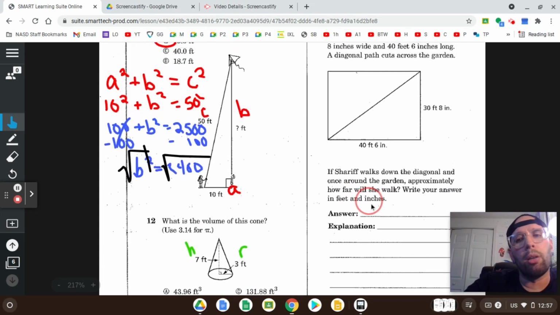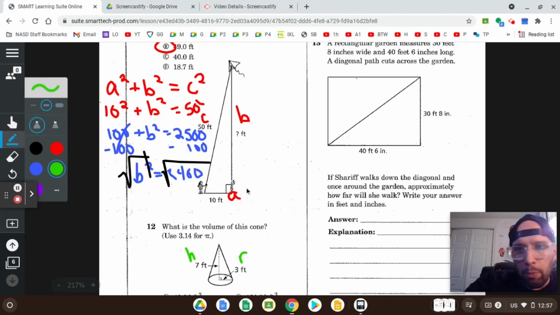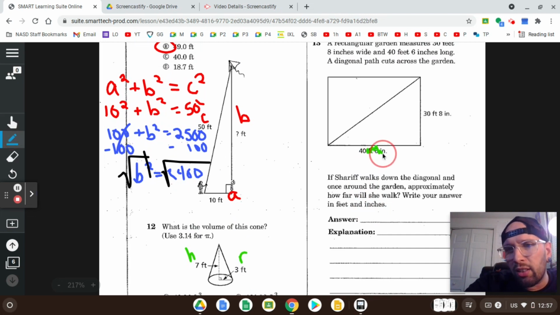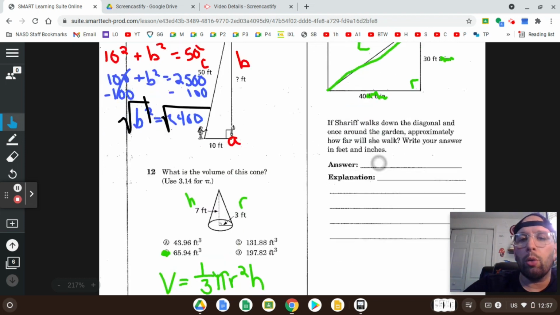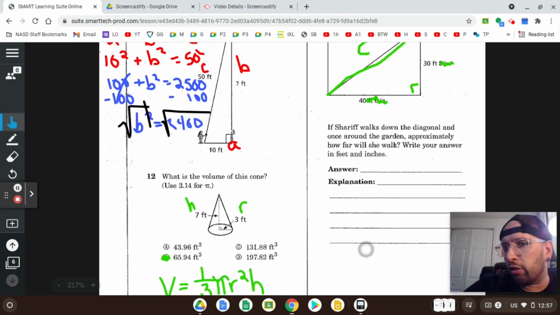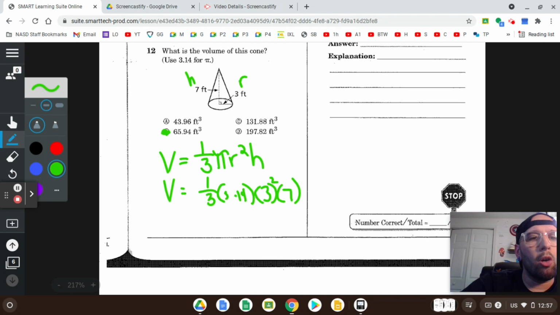Approximately? Oh, that's easy. If it's approximately, I don't care about these 6 inches. I don't care about these 8 inches. If it's approximately, I'm going to keep 30 and 40. Approximately means about, estimate. So he goes down this diagonal, which I'm going to call C because that's the longest side of a right triangle here. And then I have a little bit more to do. So it was 30 and 40, and my longest side is C.